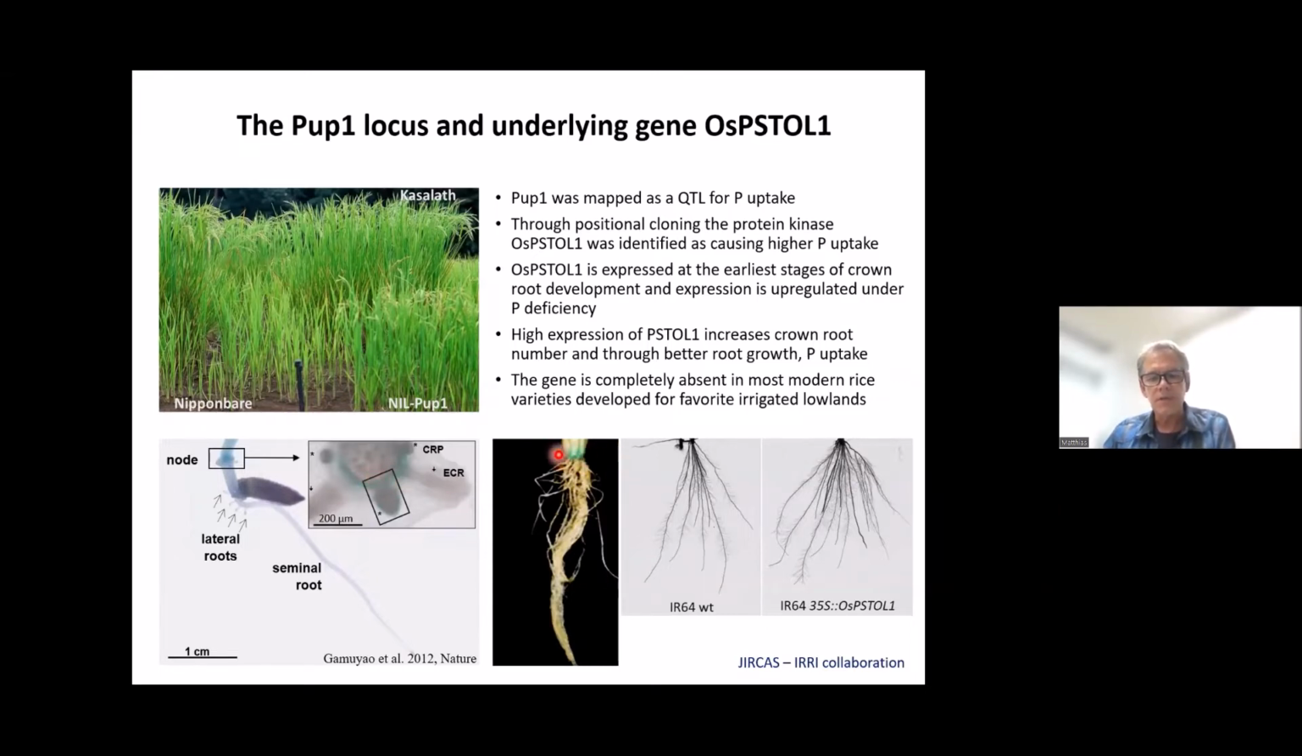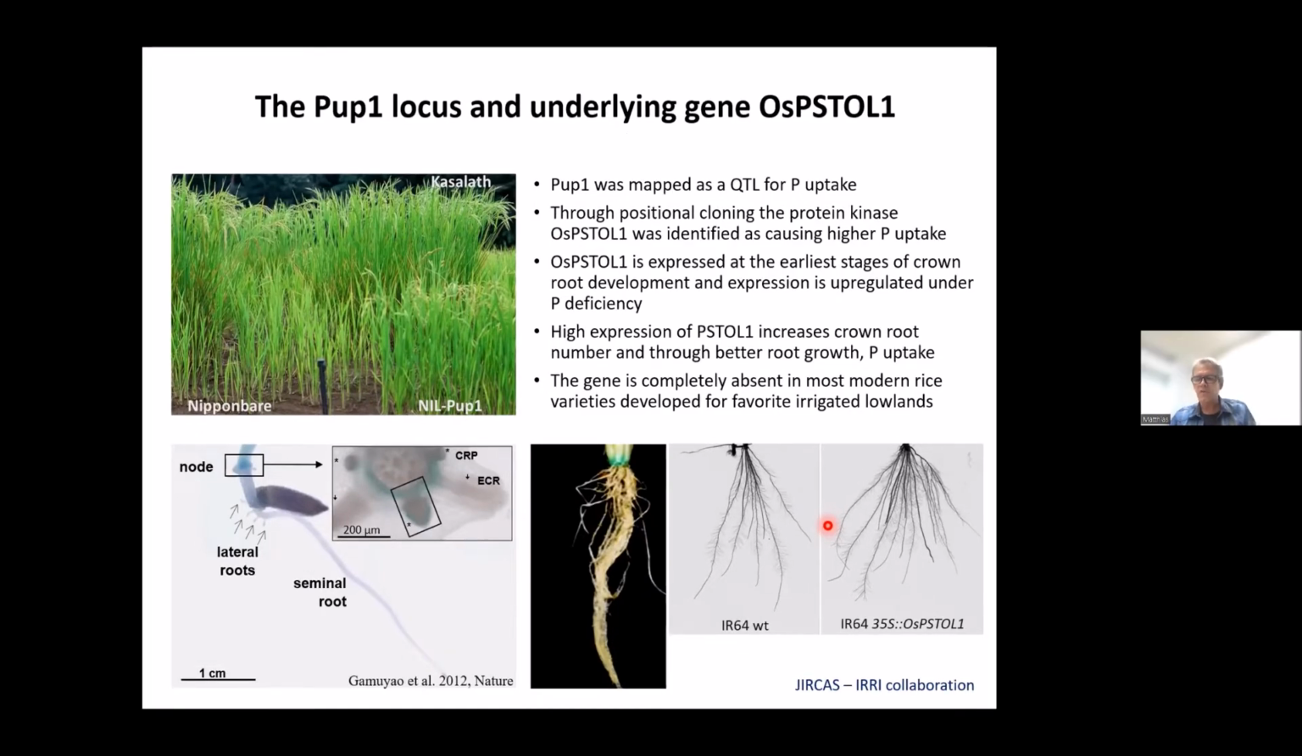Here you see that it's very strongly expressed at the base of the stem where the crown roots develop. Overexpressing it in a variety that doesn't have the gene really enhances crown root development. And with more crown roots, it also enhances phosphorus uptake, of course. Now, one interesting part of this gene is that it's completely absent in most modern rice varieties developed for irrigated rice. It is not a question of having a different version of the allele, but the gene is absent, and actually a whole chunk of chromosome in that region is absent from these modern varieties. This is not usual.